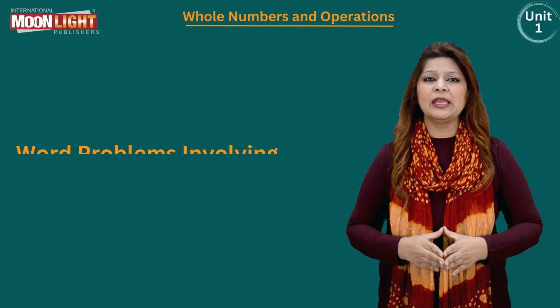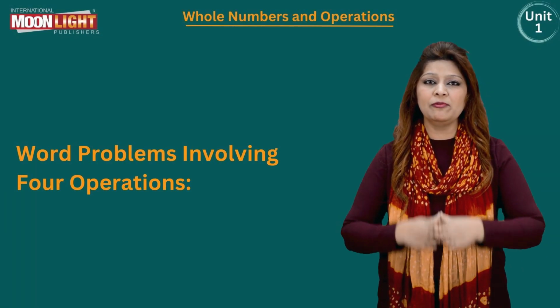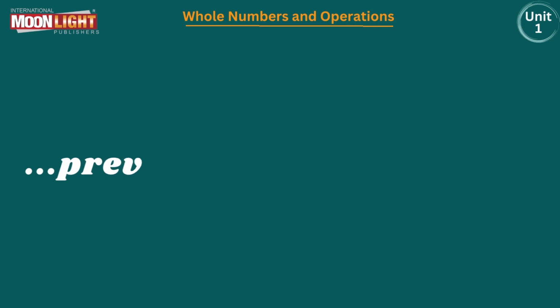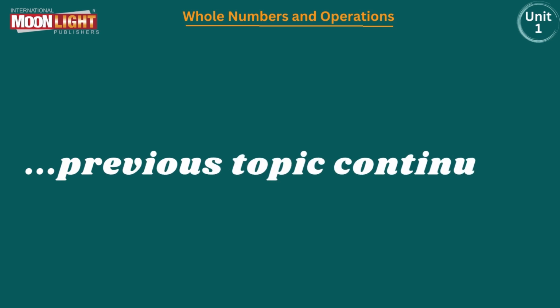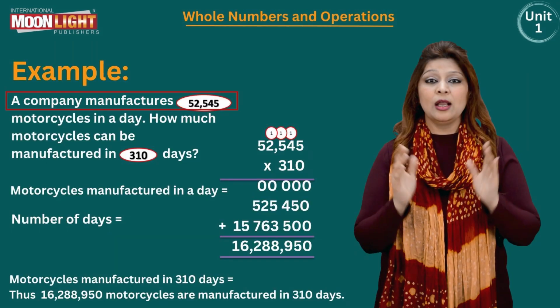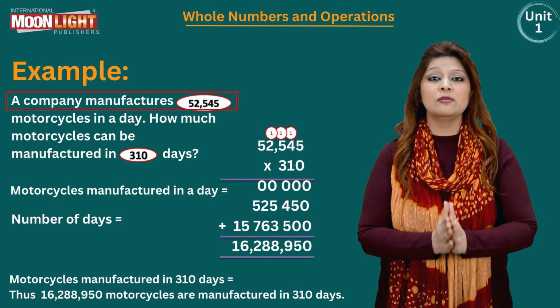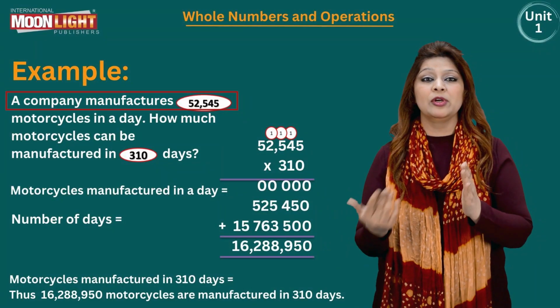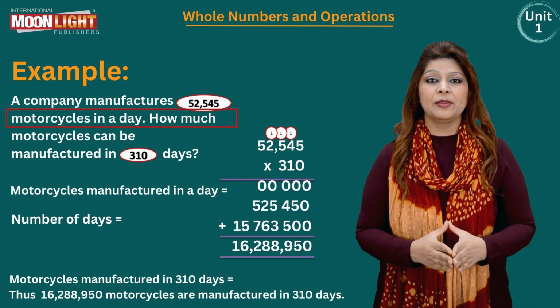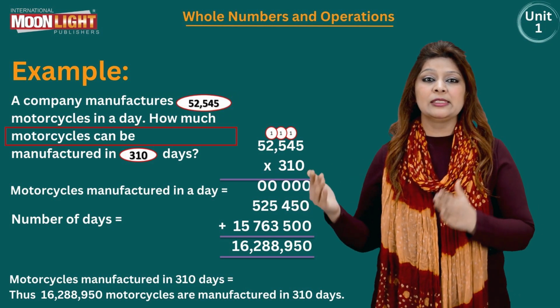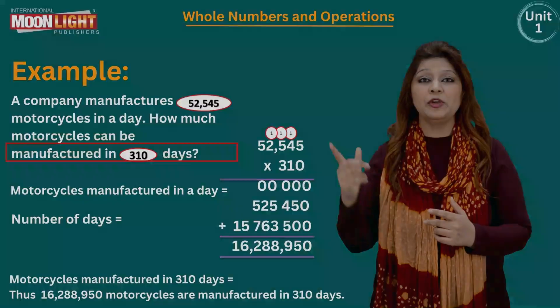Today my topic is word problems involving 4 operations. A company manufactures 52,545 motorcycles in a day. How many motorcycles can be manufactured in 310 days?